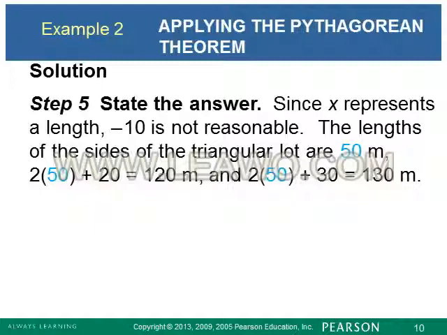So if you have a binomial, two terms that are being squared, make sure you multiply and don't lose that middle term. And the last thing is, don't forget to answer the question that was in the problem. In this problem, we were asked to find all three sides, not just x. So if we stopped at x equals 50, we would not have had full credit.